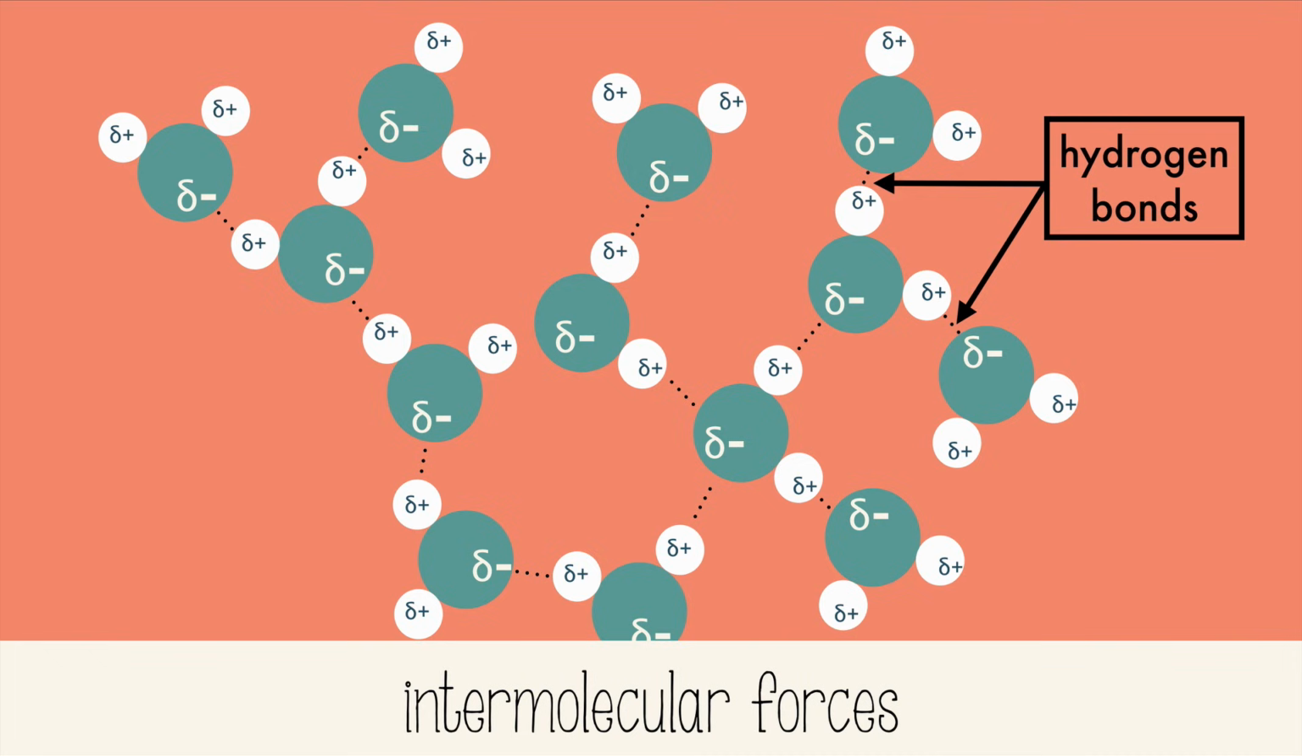But bond isn't the best word, because it's so much weaker than an ionic or covalent bond. It has only about 5% of the strength of the average covalent bond, but it's still the word that's commonly used. These hydrogen bonds give water a lot of its unique properties, like its ability to form droplets, or maintain the surface tension when a water strider bug is on it.